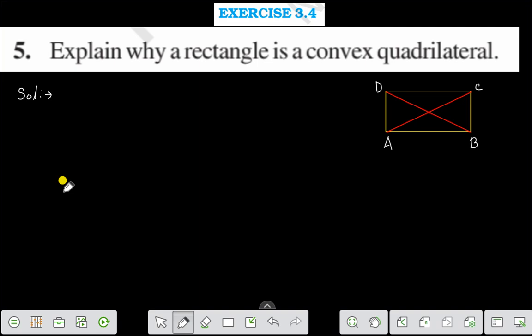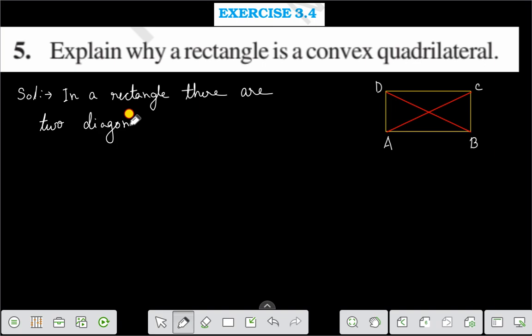In a rectangle there are two diagonals, both the diagonals.